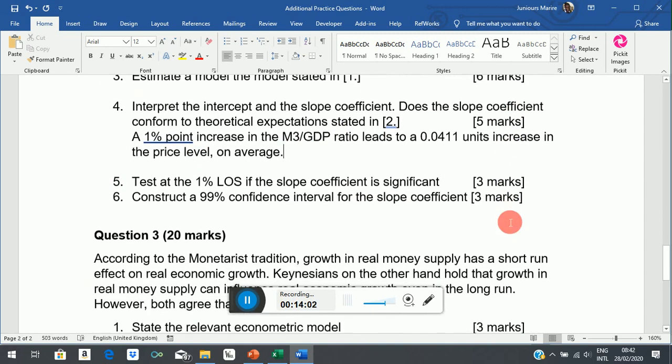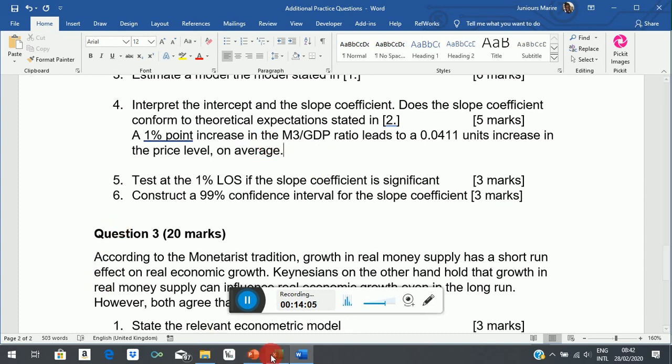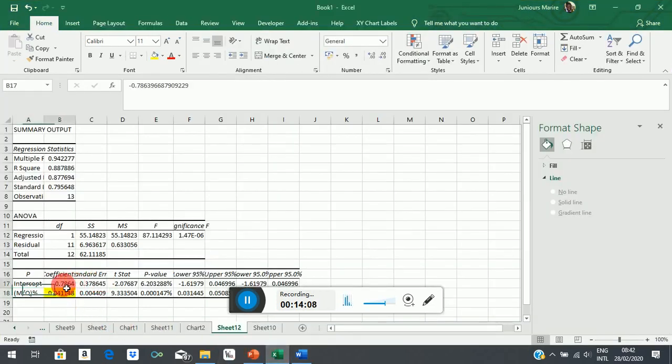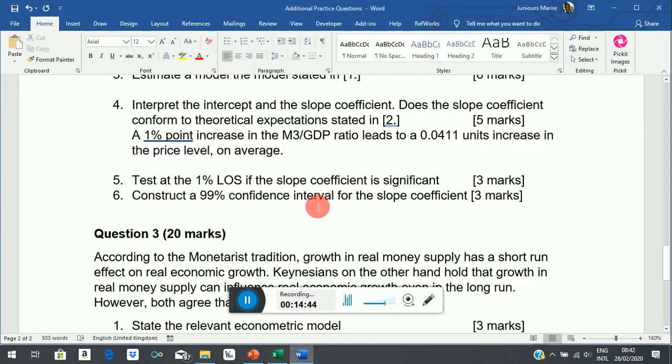Okay. Having done that, of course, the constant, you can always interpret it. This is the average price level when the ratio of nominal money to GDP is 0%. Okay, that is if, in other words, it's an economy without money at all, then your M there will be 0 over GDP, you get a 0. So your average price level will be negative. Okay. It doesn't make much sense, but that's what it means.